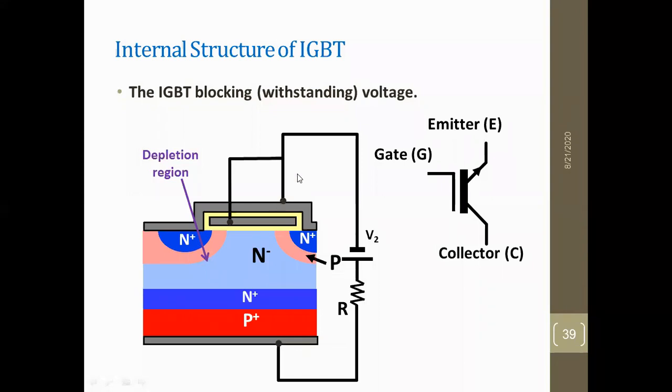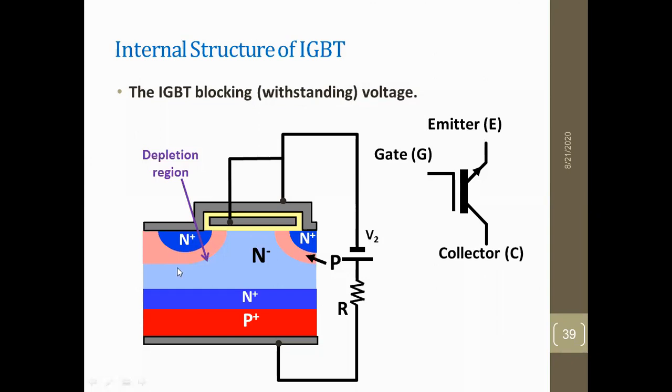Here, what should happen is that between the gate and collector the voltage has been given in a reverse biased condition. When the reverse biased condition has been applied, what should happen? Therefore, a depletion region is formed with respect to the applied voltage towards the negative side. A depletion region is formed.